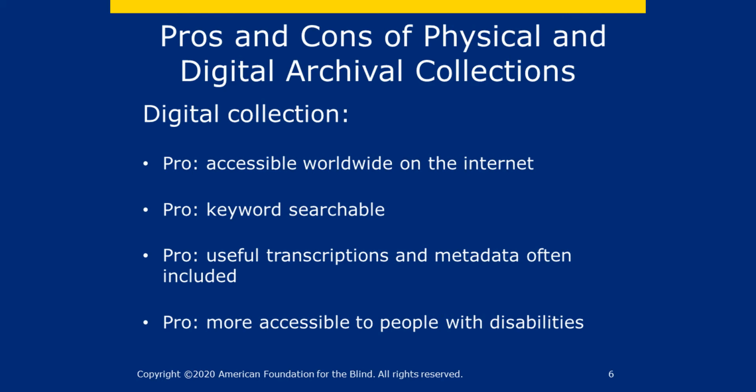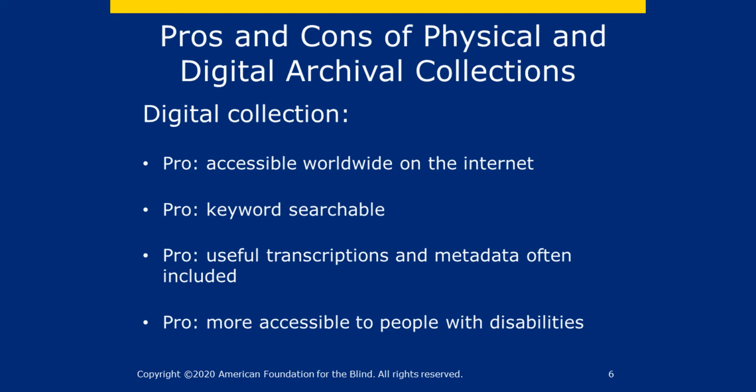Most importantly, they are accessible worldwide on the internet. You don't have to travel to see what's in the archive. Many are also keyword searchable. You can find what you're looking for in exactly the same way as you undertake a regular search on the internet. The digital Helen Keller Archive, as well as other digital collections, have useful transcriptions and metadata often included. I'll illustrate what metadata is shortly.